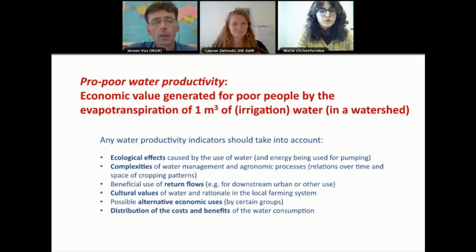And finally, if we talk about pro-poor water productivity or socioeconomic water productivity, it's about the distribution of costs and benefits. So remember again the pineapple. If only 4% of the retailer price, or the consumer price, goes to the workers, then we have to think if that percentage perhaps can be larger, and also what is actually the quality of the jobs that are being created. So many questions adding to the complexity of water productivity here.